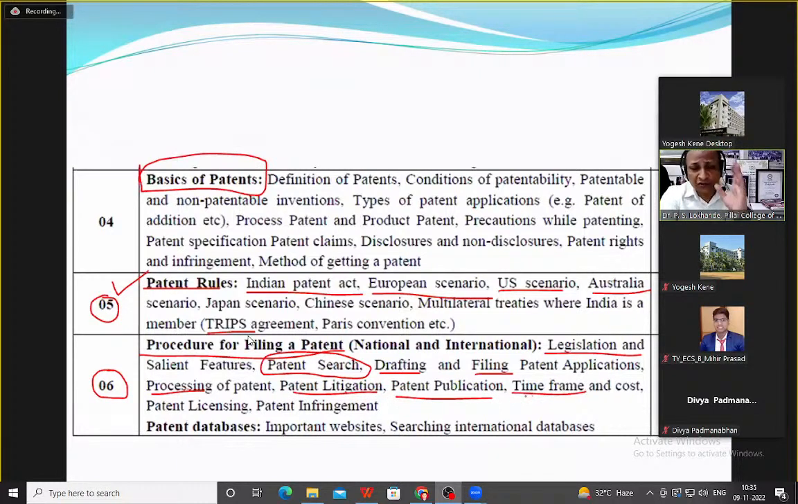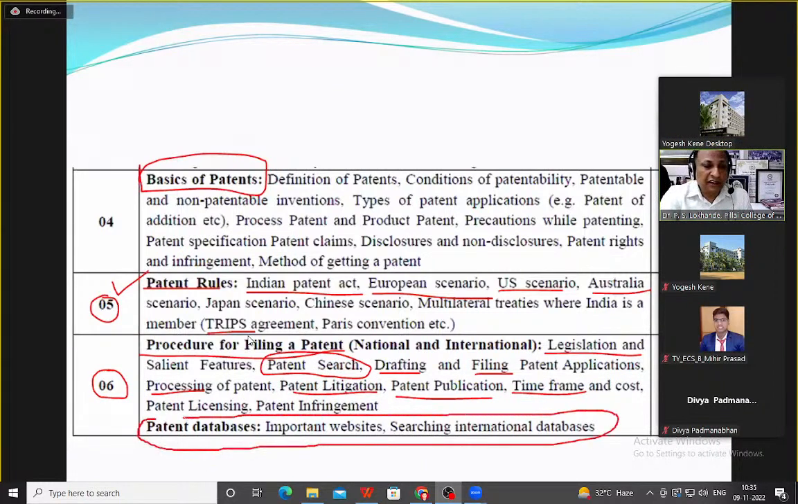number, which ones are needed, what are the different types of forms used, and then there is a technique where agents are used and they are charging around 30 to 40,000 only to do the prior art search, that is through the patent database. So we are also going to use various important websites like esps.net and all these things, searching the international database of the WIPO and all these things.